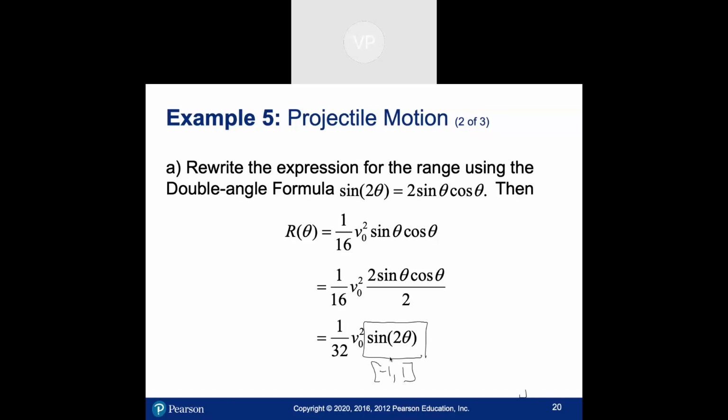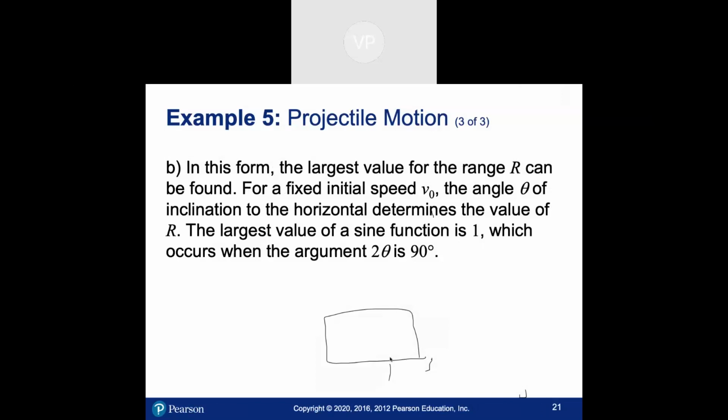We don't get anything less than -1 for sine, so it's got to be in between. If we're trying to make this whole function as big as possible, the biggest we can get is when that's a 1, when you're just controlling the sine. So that's what this problem has become: we want to figure out what angle is going to give us the best distance. Well, it's when sine of 2 theta equals 1.